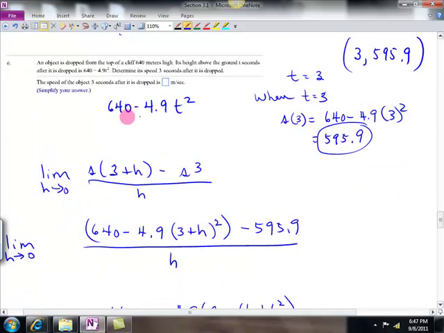Okay, here's the original function. And so instead of t, I put 3 plus h because 3 is the x value. And so then you're going to square this. And then it's subtracting the original y value. S cubed? Well, that's not S cubed.